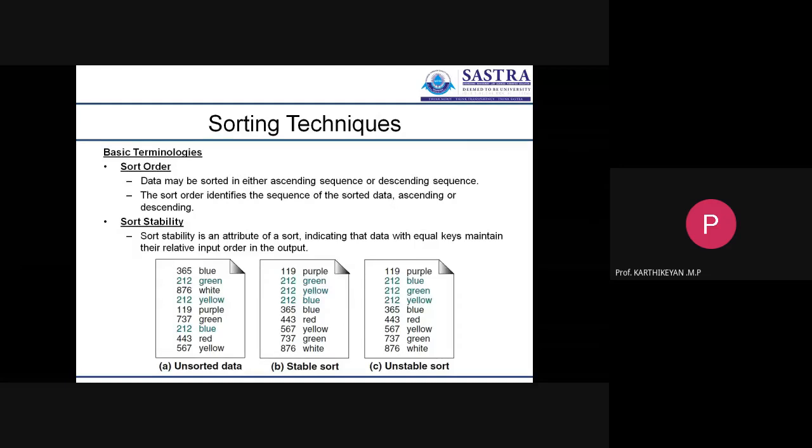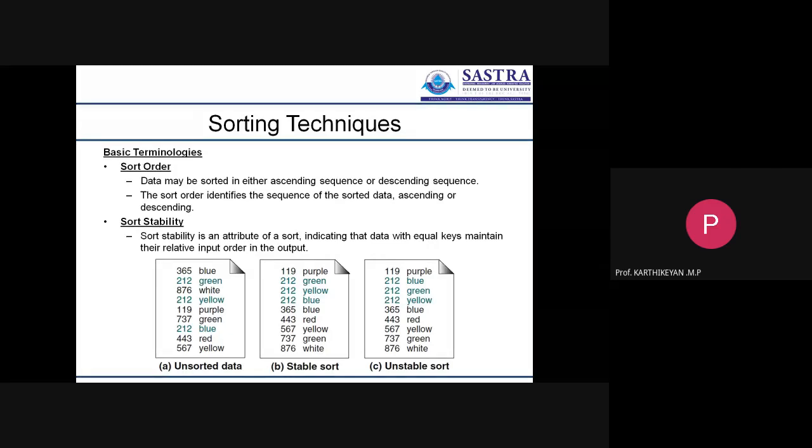In sorting techniques, there is some basic terminology that we need to understand. The first one is sort order. What does sort order mean? It is whether the order of sorting is ascending or descending. The values are stored from small to large or large to small. In most cases, by default, sorting means ascending order. For example, rank 1 to 100, or age of students from smallest to highest.